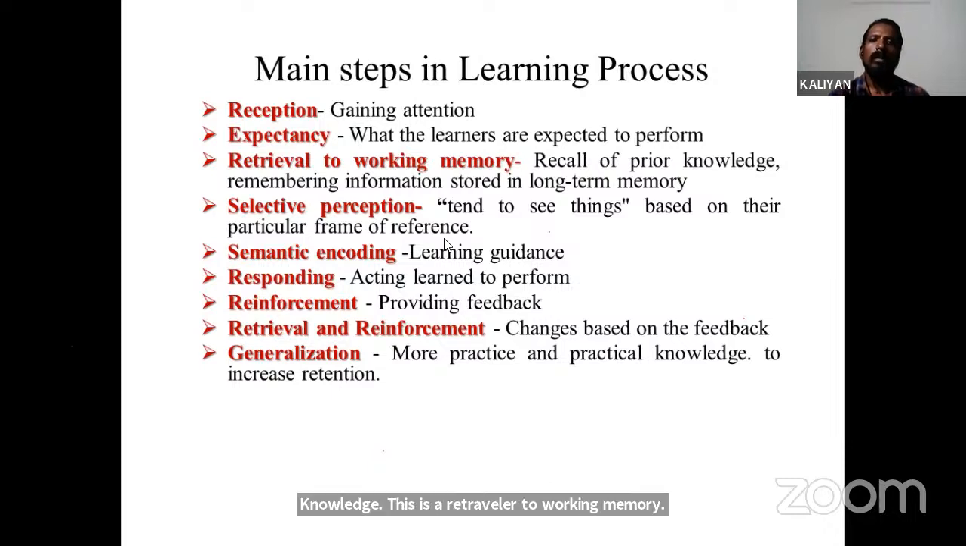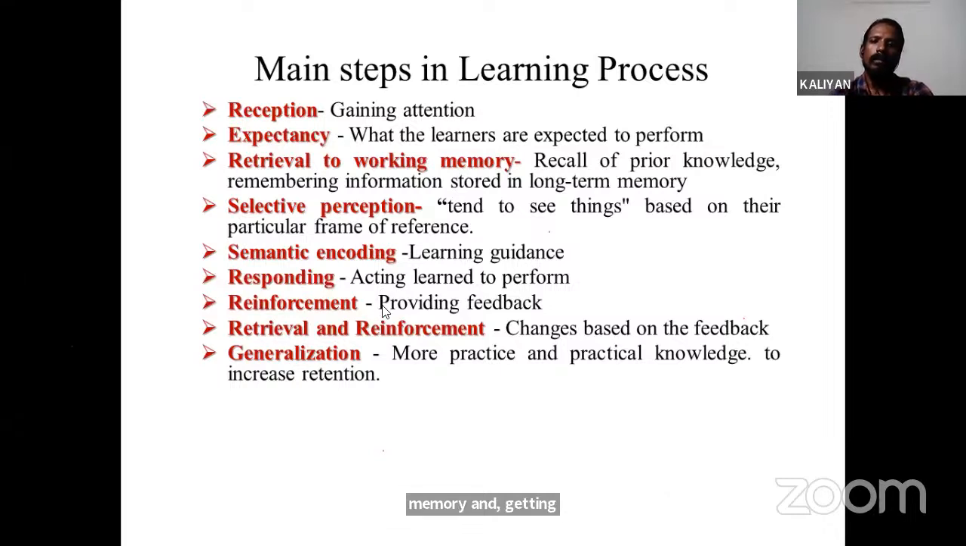Selective perception: they tend to see things based on their particular frame of reference. This is selective perception. Based on that, you select some phenomena or some knowledge from your idea. And semantic encoding, so learning guidance. And responding, the learner acts to perform. So respond after recalling the memory and getting the guidance, you go to perform.